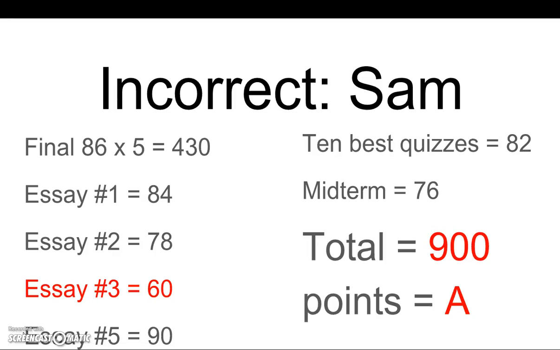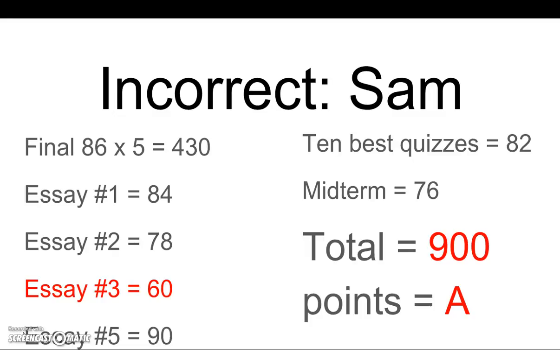Let me show you some mistakes students sometimes make in doing their calculations. Let's go back to the case of Sam. Sam might write me an email saying, wait a minute, you forgot to count one of the essays. I got a 60 on another essay that we didn't count before. Let's count that essay, and now I've got 900 points, so I get an A.